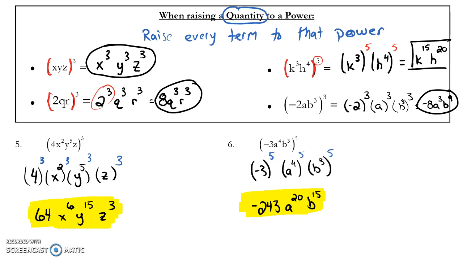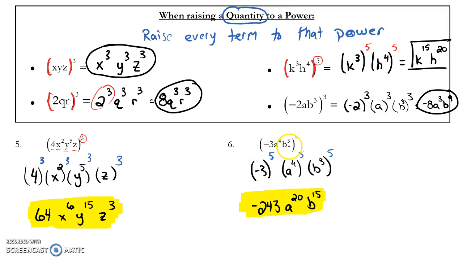So it's easiest to do this work in 2 steps, showing that you first are applying this 3 as an exponent to the 4x squared, y to the 5th, and z, as I've done here, and then your simplified solution. 4 to the 3rd is 64. X to the 2nd to the 3rd is x to the 6th. Y to the 5th to the 3rd is y to the 15th. Z to the 1st to the 3rd is z to the 3rd.